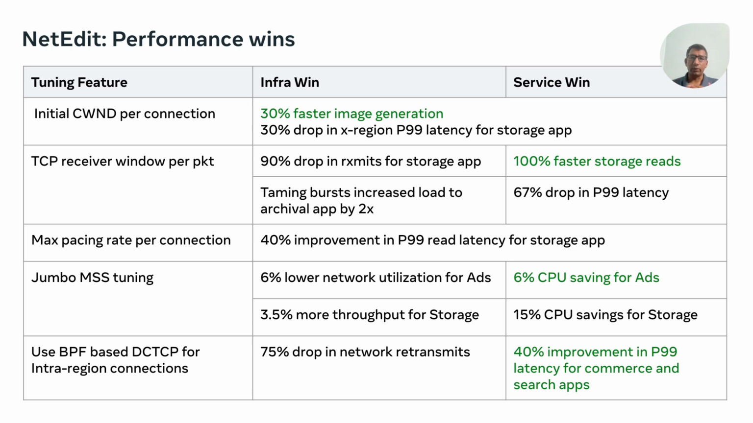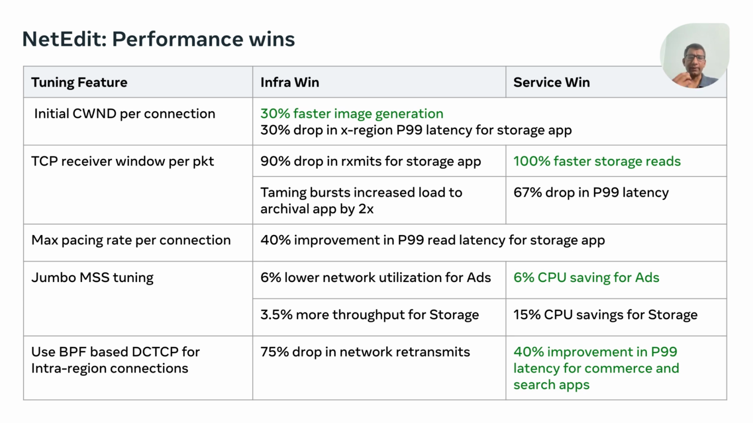First, the first tuning is the initial congestion window per connection. By changing this, we can reduce service visible latency, typically for short-lived connections. This has been shown to yield up to 30% faster image generation for an AI service. Second, adjusting the per packet receiver window can help tame bursts. For storage services, we see that this yields up to 100% faster storage reads.